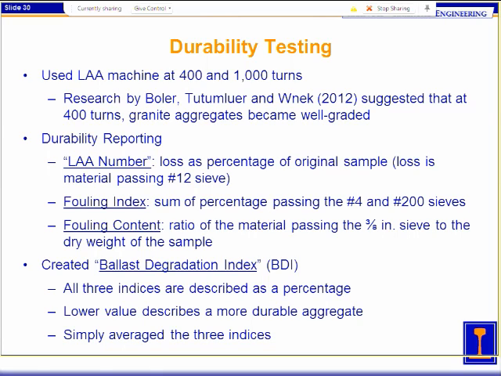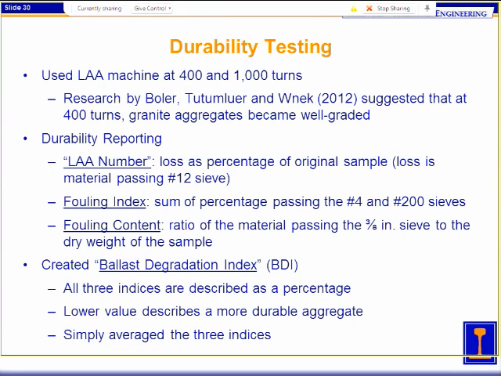Your basic LAA number, which is the ASTM suggested reporting, which is just your loss as a percentage of the original sample, where loss is material passing number 12 sieve. Fouling index, which the fouling index and fouling content are usually referred to as the Selig indices, created by Dr. Ernie Selig, who's kind of the leader in ballast research up through the 90s or so, up through the early 2000s. He created fouling index and fouling content. Fouling index, sum of the percentage passing the number 4 and 200 sieves, and fouling content, which was the ratio of the material passing the 3/8 inch sieve to the dry weight of the sample.